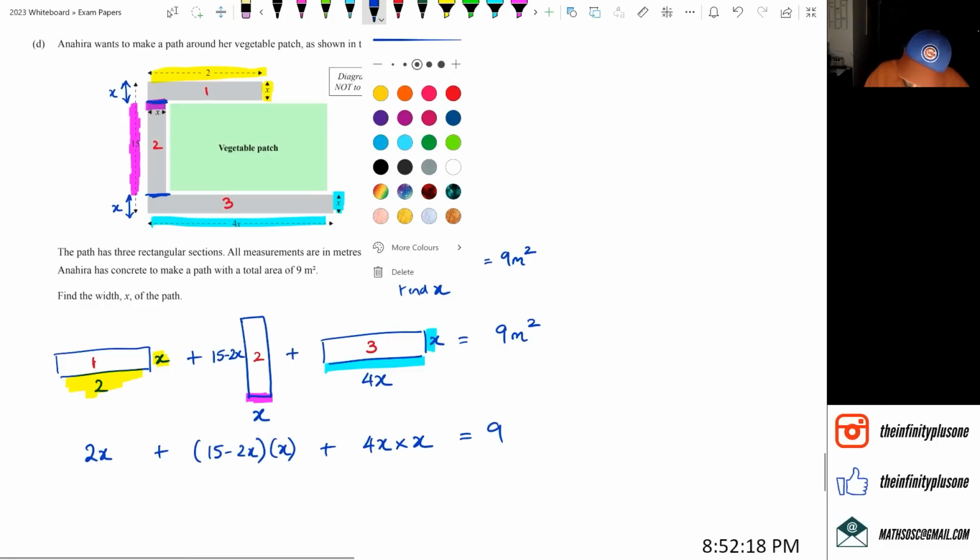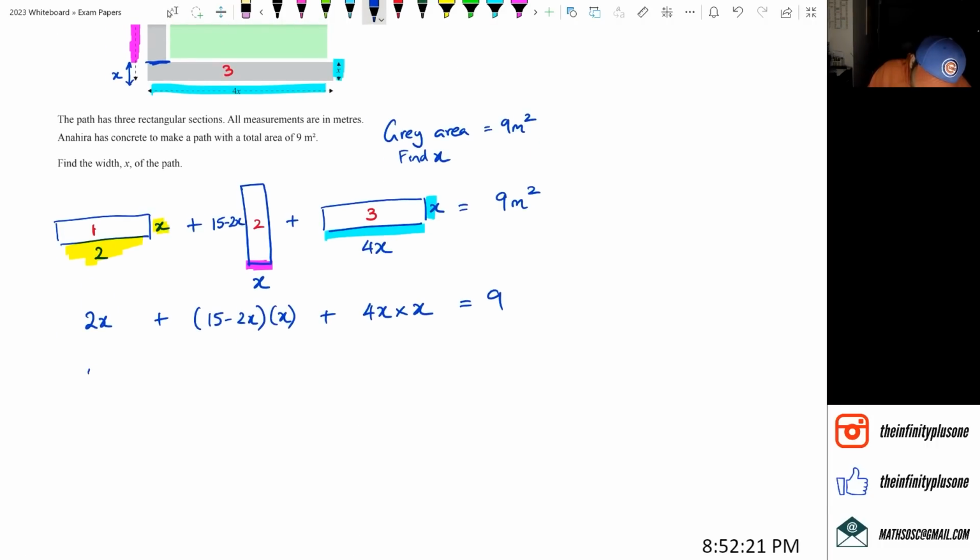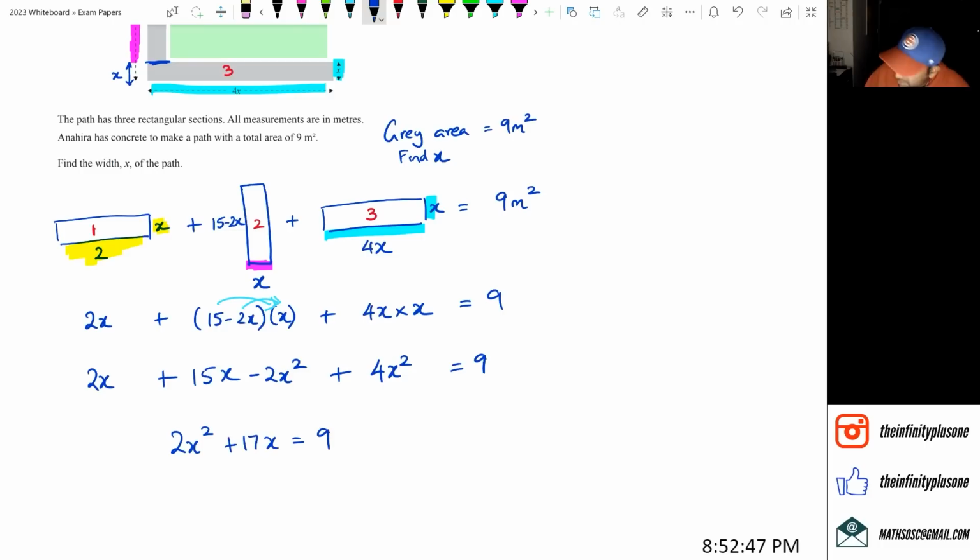Okay, so we are going to actually work on this quadratic. So we've got 2x, we're going to leave it as it is. Then we've got 15 times x, which happens to be 15x, minus 2x times x, which is negative 2x squared, plus 4x times x is 4x squared equals 9. So simplifying this, we've got 2x squared plus 17x is equal to 9. And getting rid of that 9, we get 2x squared plus 17x minus 9 is equal to 0.